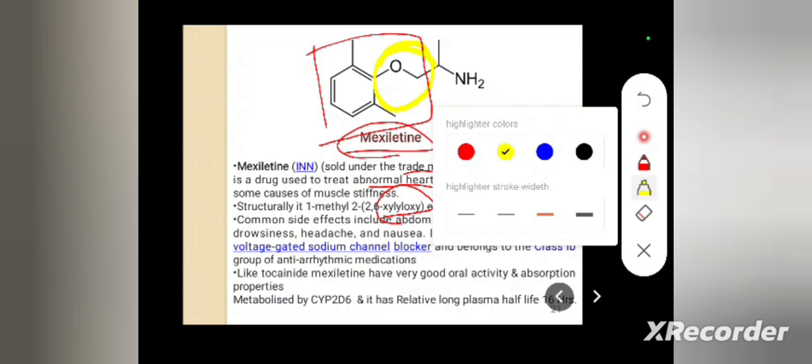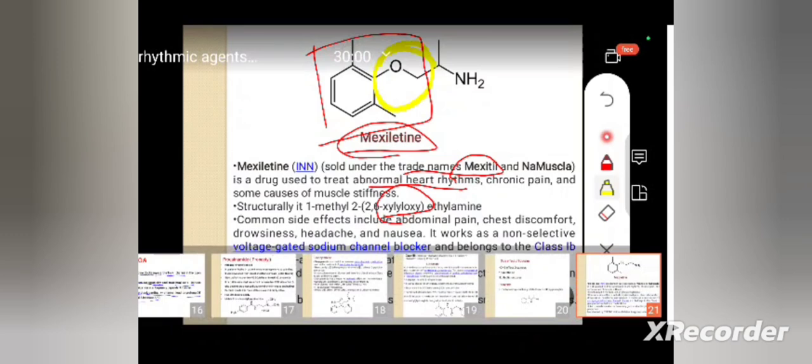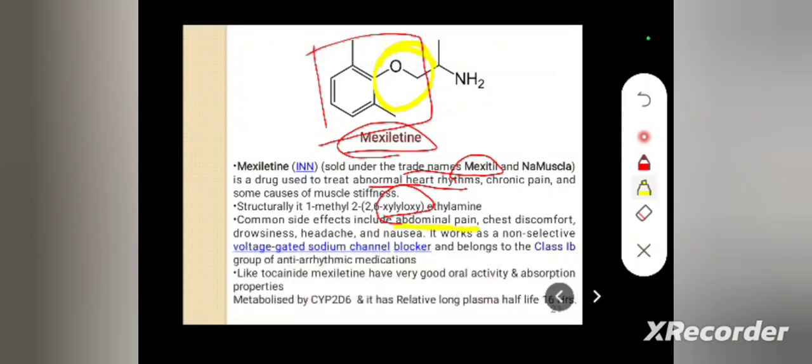Next, common side effects of mexiletine include abdominal pain, chest discomfort, drowsiness, headache, nausea. It works as a non-selective voltage-gated sodium channel blocker and belongs to class 1b. Like tocainide, mexiletine has very good oral absorption, and it is mainly metabolized by CYP2D6, and it has a relatively long plasma half-life of about 16 hours.